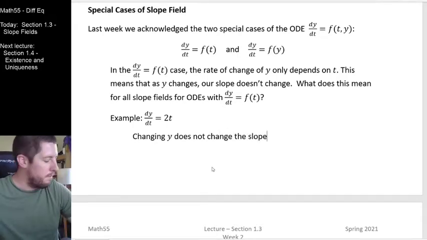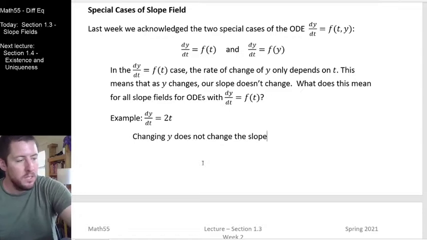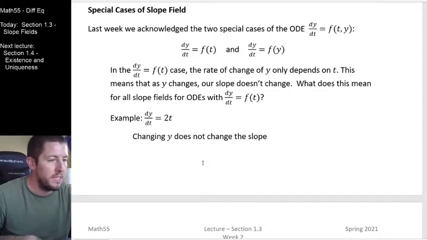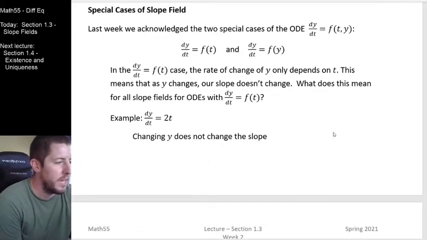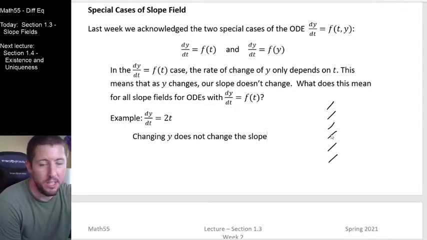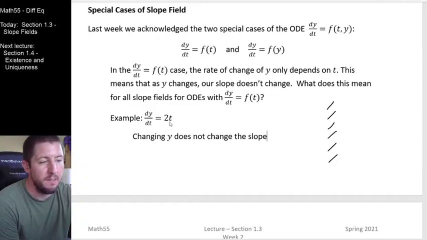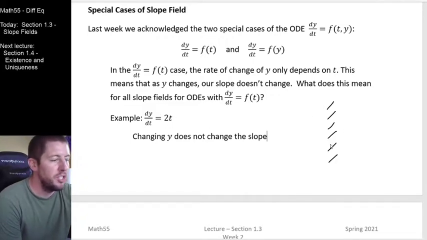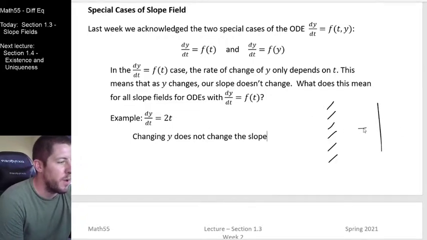So I'm going to draw my little example of this then. What that means to me is that there should be things on our slope field that look like a column where, as y changes, the slope is constant. Changing y did not affect the slope. Now, what I know with this differential equation right here is that it should be the case. I'm going to do my quick little graph right here.